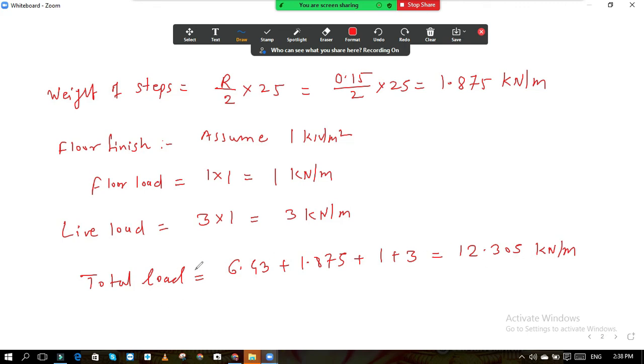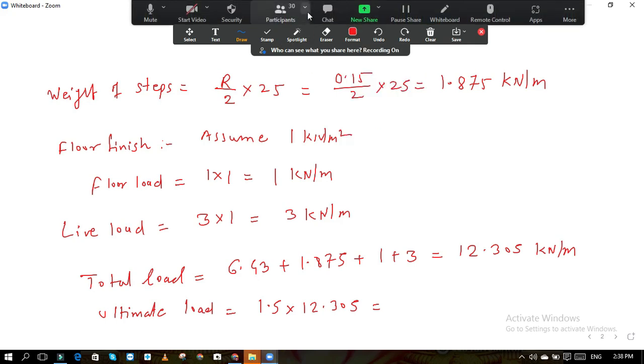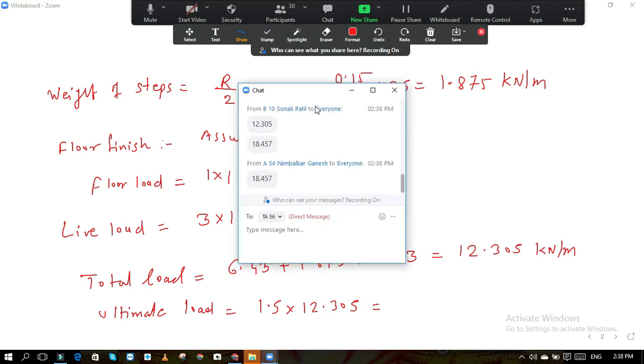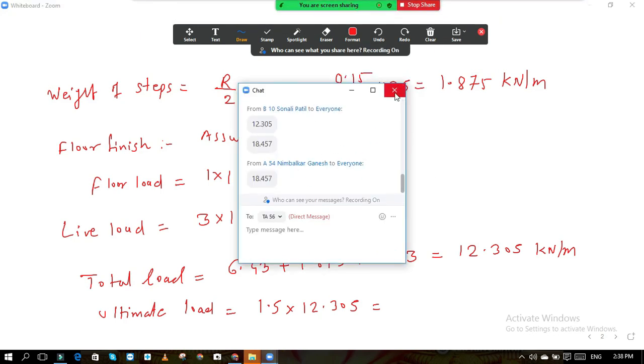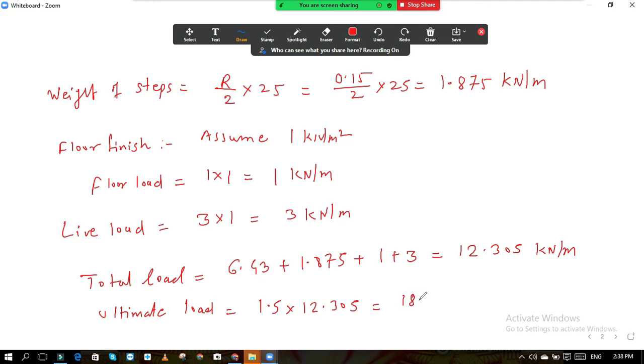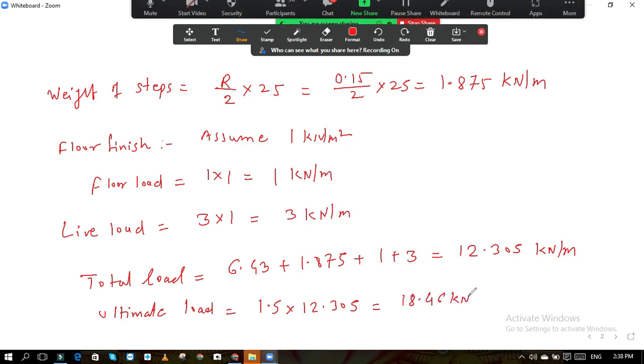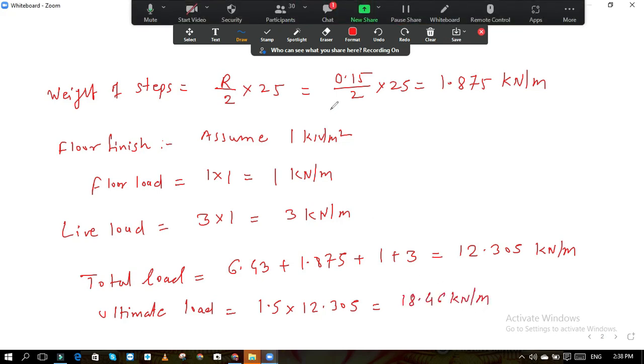Now we need to calculate the ultimate load. Ultimate load is equal to what? 1.5 into 12.305. That ultimate load we should consider. How much is this? 18.46 kilonewton per meter. This is the ultimate load.